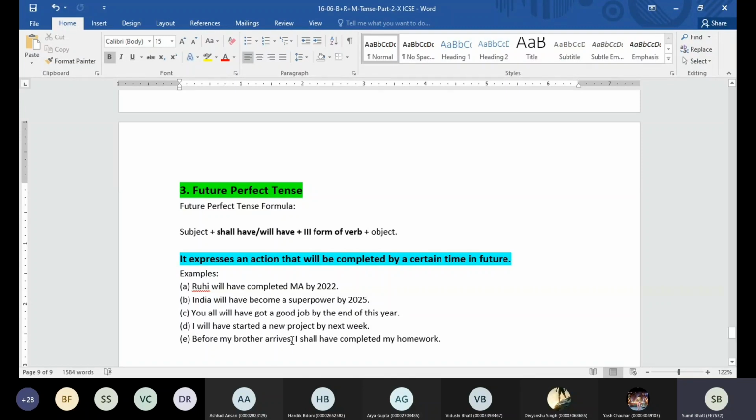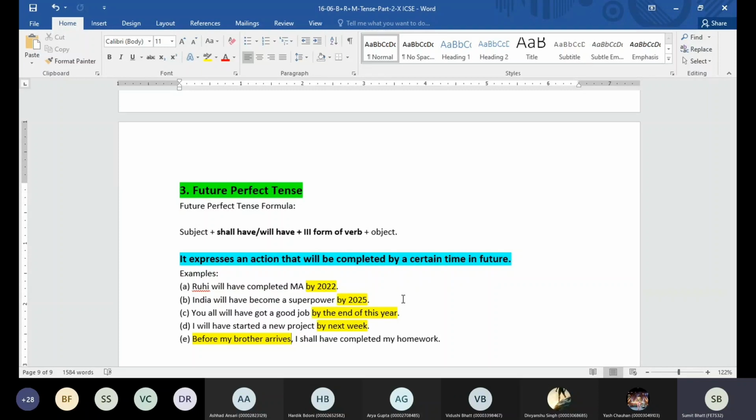So when we have these type of phrases, like before my brother arrives, or by next week, by the end of this year, by 2025, we are referring to something in the future. We are going to say that something will have completed here. We are not saying that something will be ongoing till this time. We are referring to something that will have completed by this time.